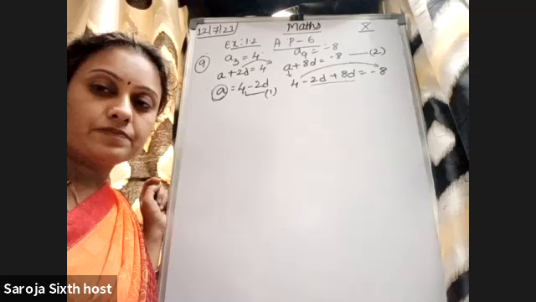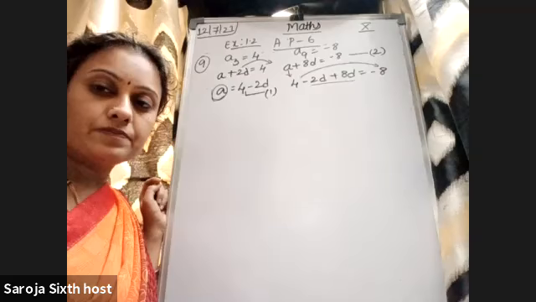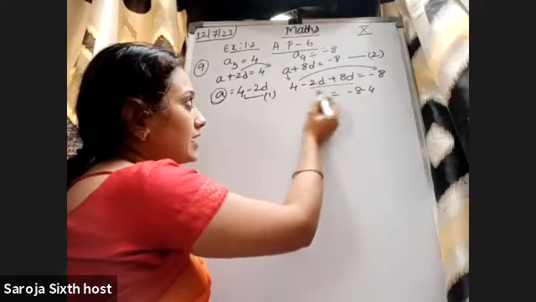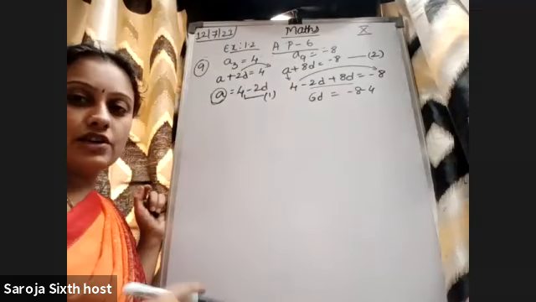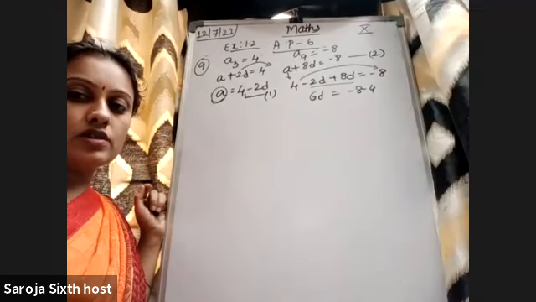Tell me, minus 2D plus 8D, how much you are going to get? 6D, ma'am. Yes. See it. So unlike signs, subtract and consider greater number sign. So that is plus 6D you are going to get.